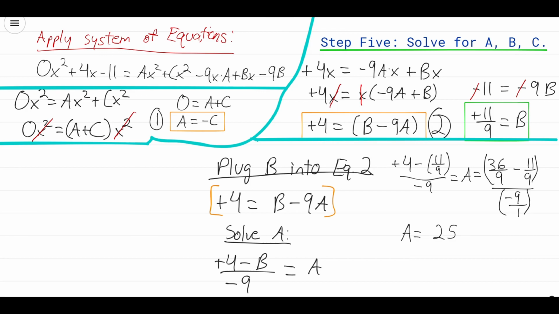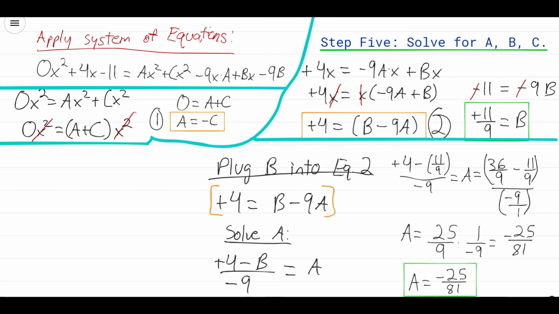So I know 36 minus 11 is 25. So 25 over 9 is my numerator, and my denominator is negative 9 over 1, but when I reciprocate it to multiply, it's 1 over negative 9. So to simplify this, I have negative 25 over 81. So thus a is equal to negative 25 over 81.